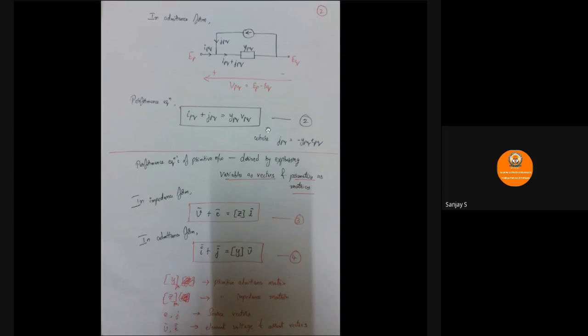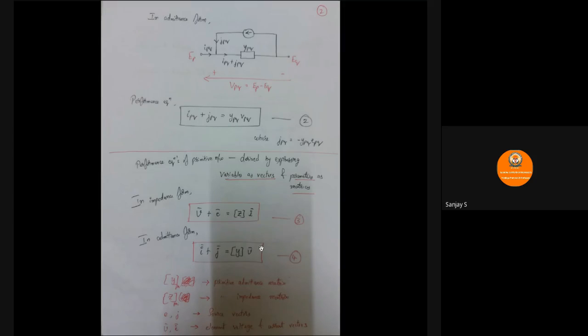Similarly, we do the same for the second equation. We know that I, J and V are represented as vectors. Y is a matrix which relates these two. So I vector plus J vector is equal to Y matrix into V vector, where this Z and Y are called primitive matrices. Z is the primitive impedance matrix, Y is the primitive admittance matrix. So it is represented as Y PRI, Z PRI. E, J are source vectors, V and I are element voltage and current vectors. So these are equations 3 and 4.